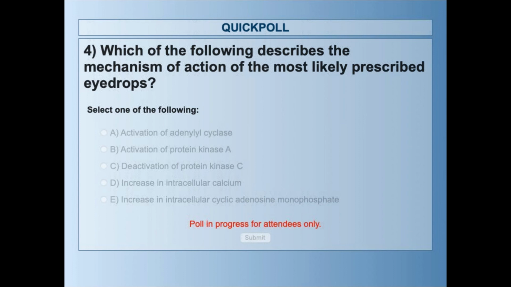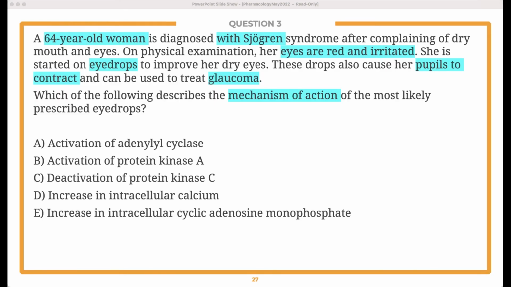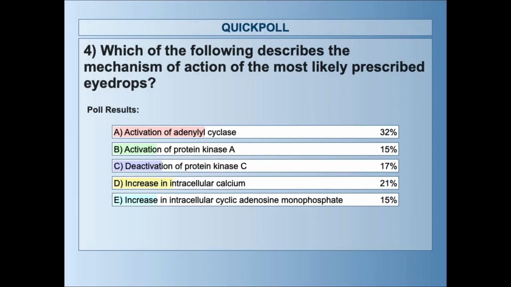So we're going to go ahead and close this poll, and let's share the results. The crowd is in favor of answer choice A, activation of adenylyl cyclase. But again, not much separation between the various runner-up candidates.